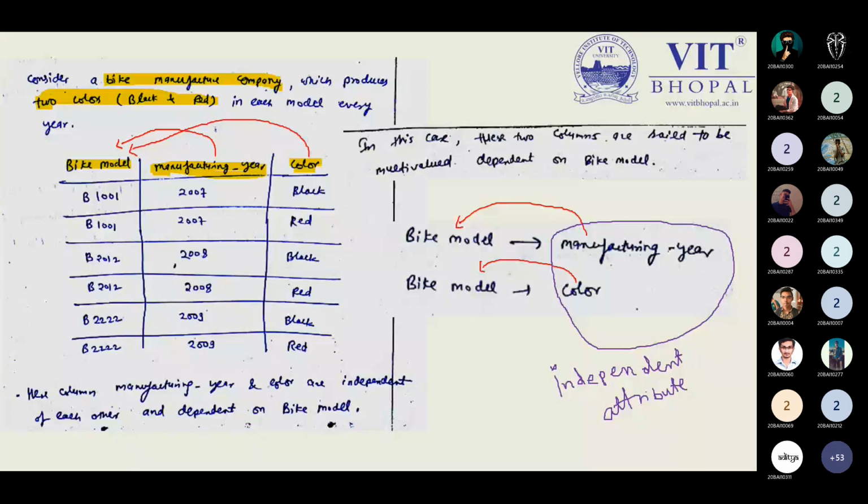Room size depends on the room type, because a single room is a different size, a double room is a different size, and a triple room has a different size. So room size depends on the room type. Here, room type and room size will not be independent, because they depend on each other.